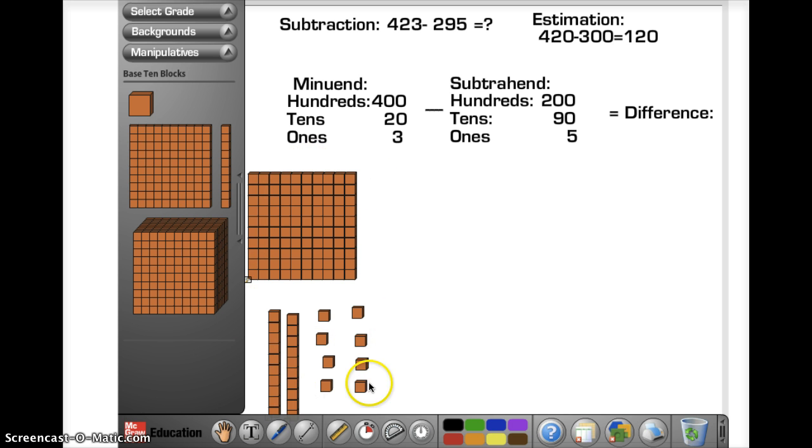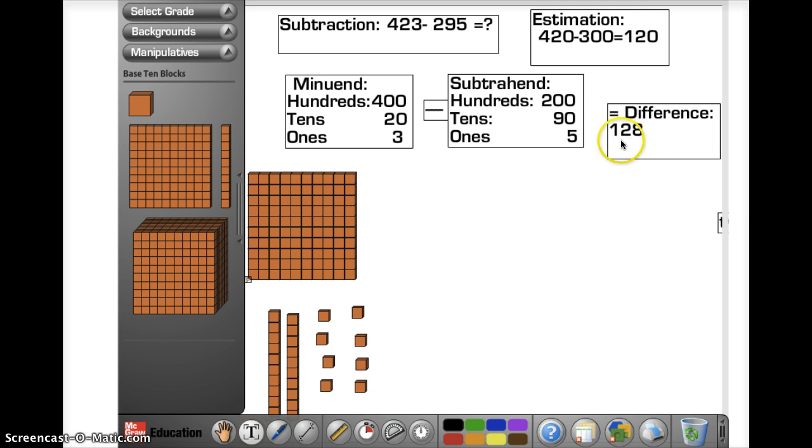Now this is the amount of blocks that we have left over, and that is the difference between the minuend and subtrahend, which is 423 subtract 295. We can count there is a 100 block, which is 100, 2 10 blocks, which is 20, and 8 1 blocks, which is 8. So 100 plus 20 plus 8 is 128. And 128 is our answer.